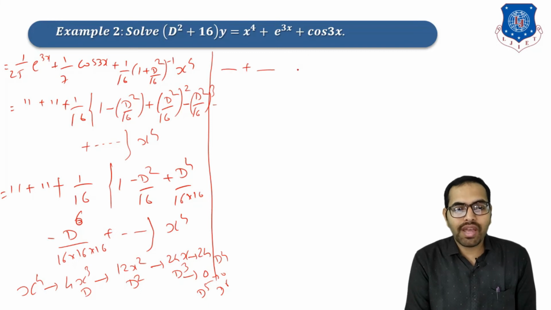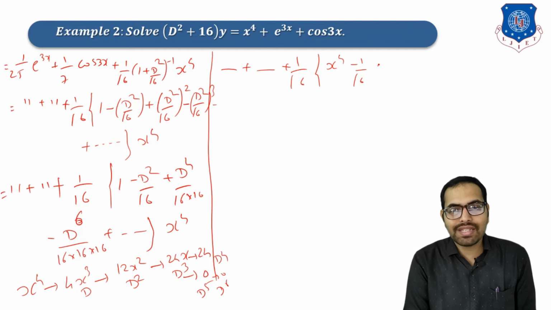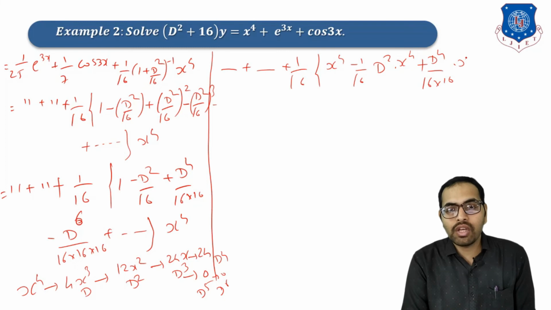The first and second terms are kept as they are, 1 by 16. Here 1 means that is x square, just expand this bracket, minus 1 by 16 d square into x raised to 4, plus d raised to 4 kept as it is, by 16 into 16 into x raised to 4, minus d raised to 6 by 16 into 16 into 16 into x raised to 4, and so on.